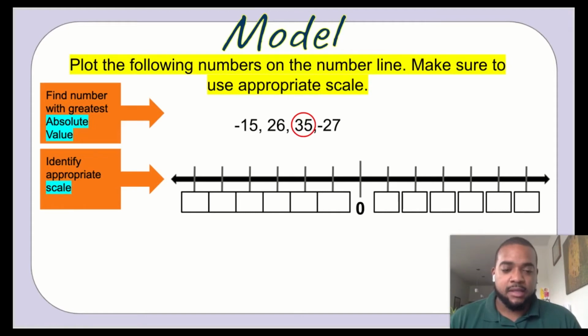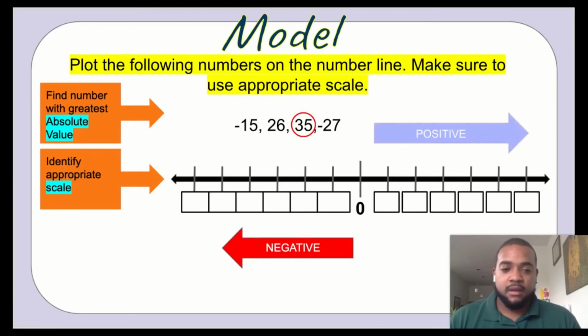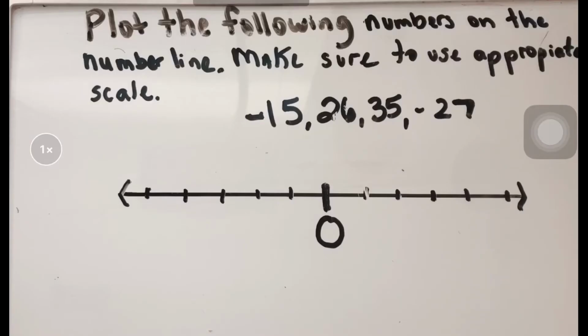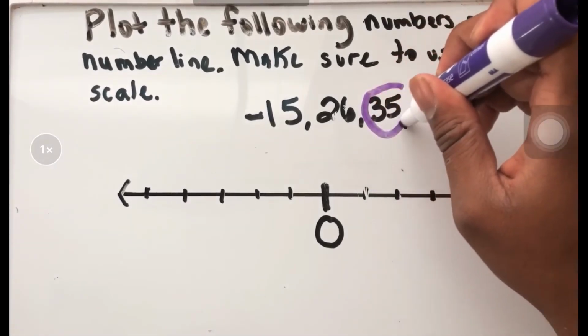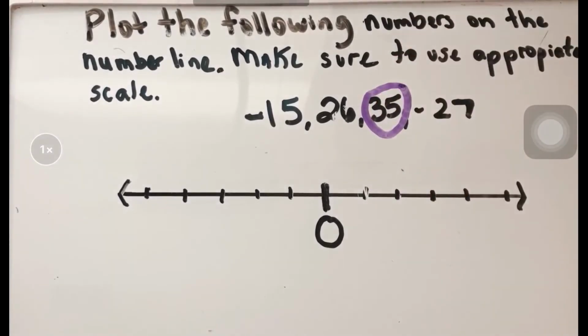One thing to keep in mind is that when we are writing out our scale, negative numbers start at 0 and then count up to the left. Positive numbers start at 0 and count up to the right. I'm going to model what this looks like on a whiteboard, but understand that you'll be asked to do this on Google Slides. So we want to make sure we're using an appropriate scale so that we can plot our number with our biggest absolute value, 35.